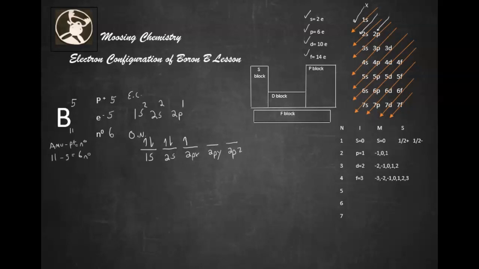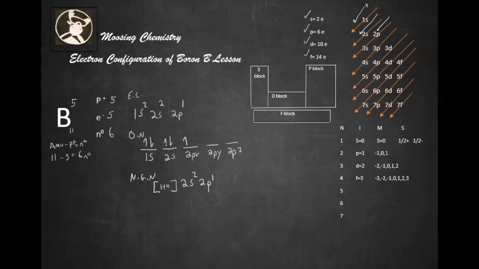So now, what about our noble gas notation? All right, like the other elements like lithium and beryllium, the noble gas notation for this is also going to be helium. So we're going to write He right here. All right, and then we're going to write 2s2, 2p1, because they are our valence shell.